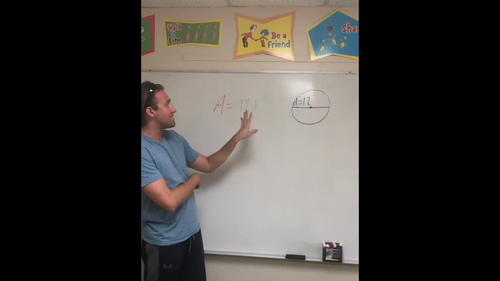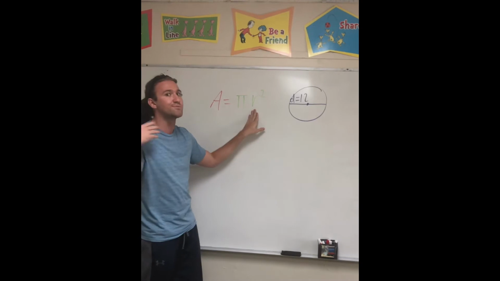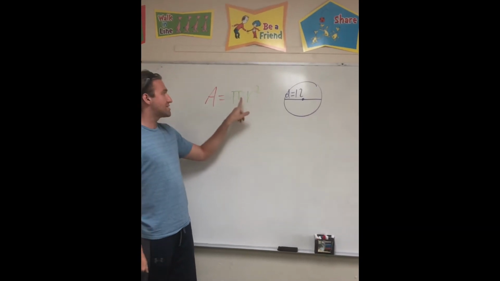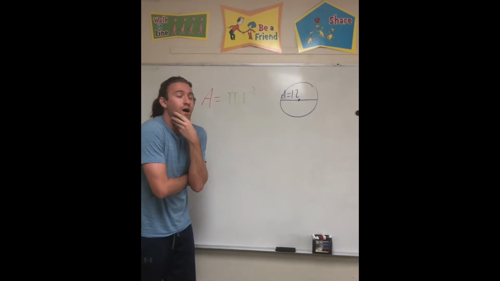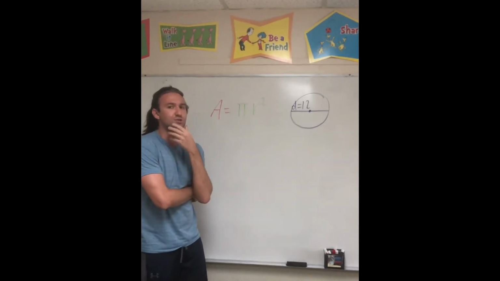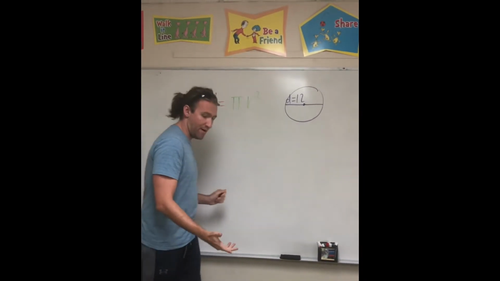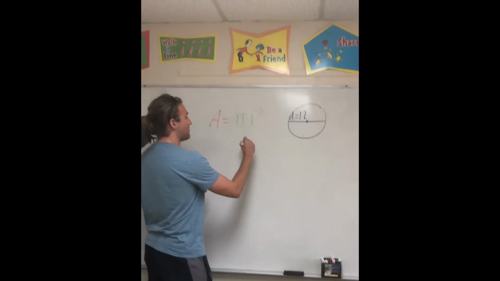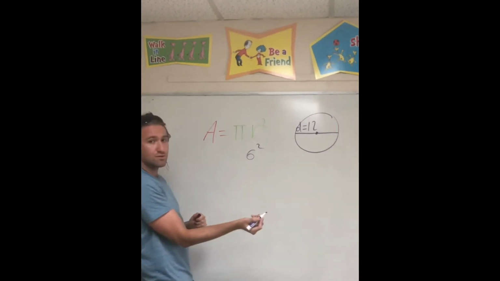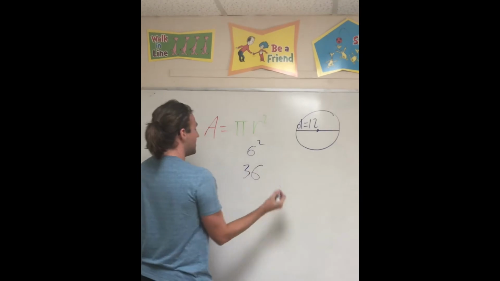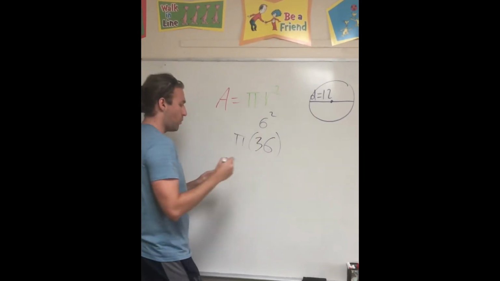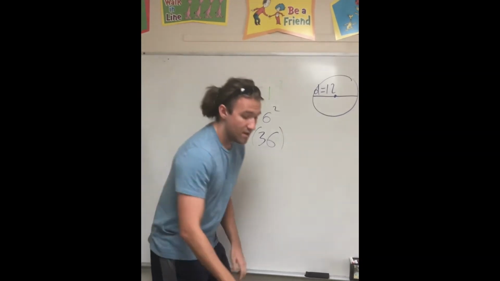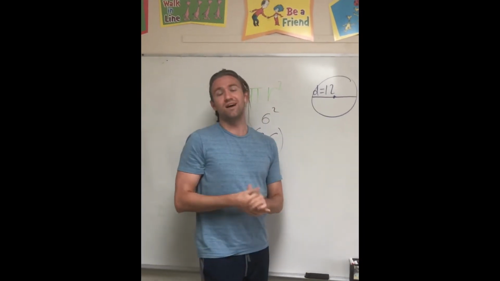So if I plug in 6 to where the r is, because that's what I'm supposed to do, I do 6 squared. And what's 6 squared? 36. 36, very good. So I should have 6 squared, which is equal to 36. We just said that. So I'm multiplying that by pi. What's 36 times pi? I don't know yet.